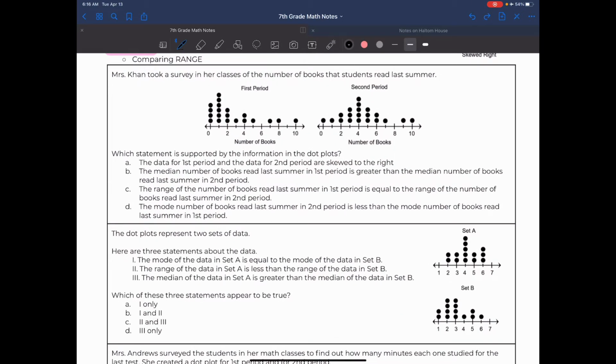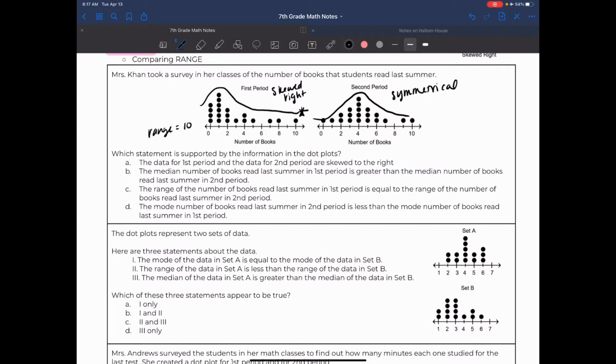Mrs. Khan took a survey in her classes of the number of books that students read last summer. So first off, I see that this guy is skewed right because the tail is on the right side. And then I see that this guy is symmetrical. Looking at the range, they go from 0 to 10. So I already know that the range is 10.